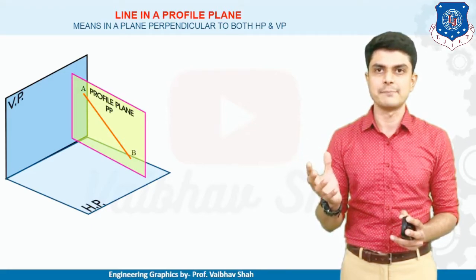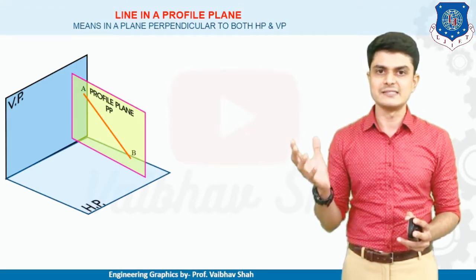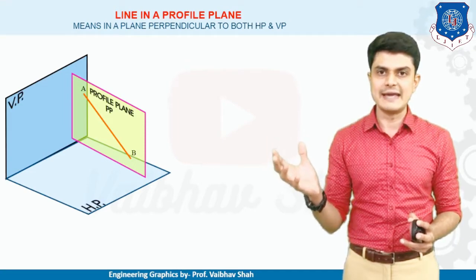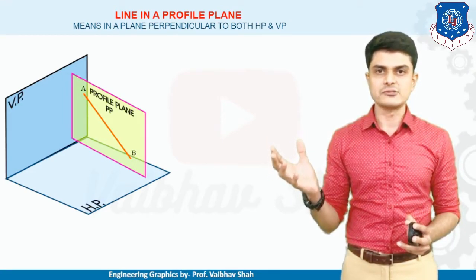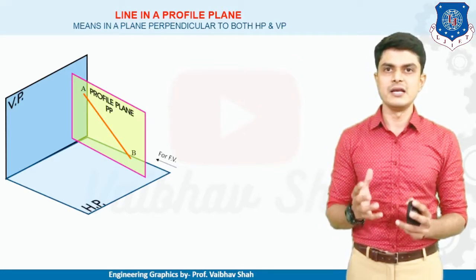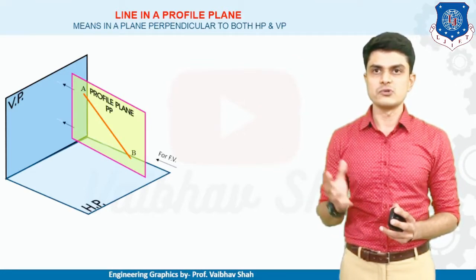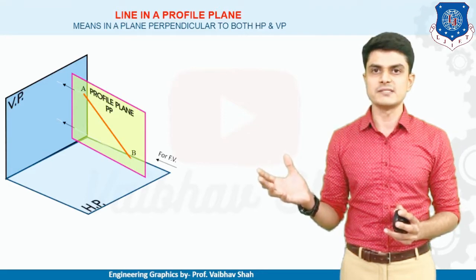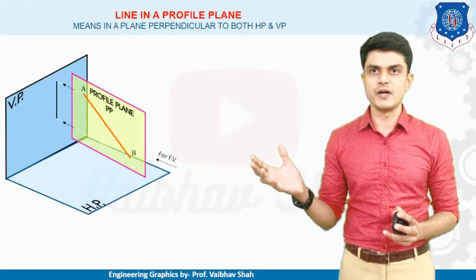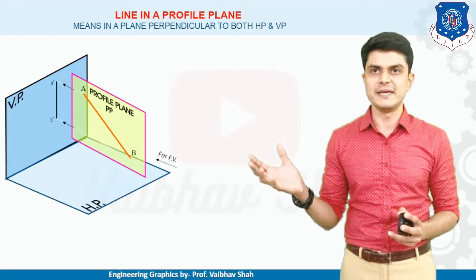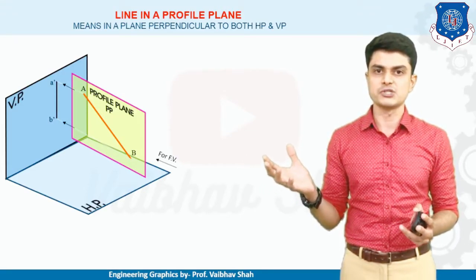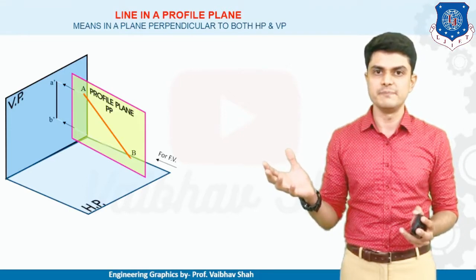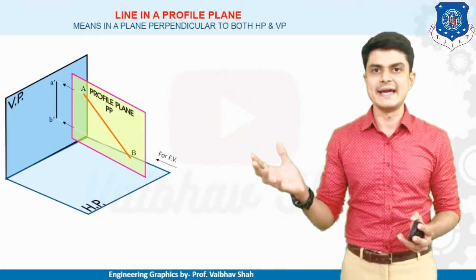So how to solve the example? As you can see, our line AB is now in the profile plane. This is a 3D representation of your object. Let us convert it into 2D clear understandable views. First we'll take a front view of this object AB. We'll have a shorter length of line in VP, as you can see. As your line is inclined to VP, we'll have a shorter length of line as a front view in VP, which is denoted by A dash and B dash.